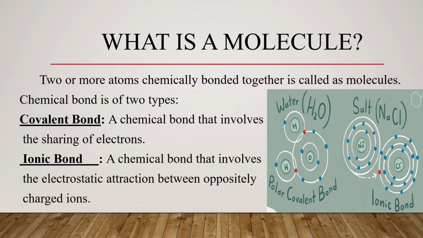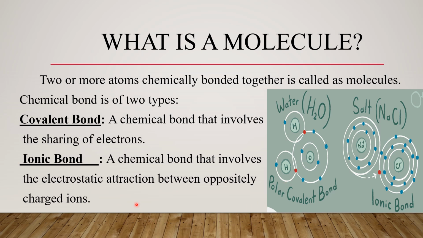What is a molecule? Two or more atoms chemically bonded together are called a molecule. Chemical bonds are of two types, covalent bond and ionic bond. What is a covalent bond? A chemical bond that involves the sharing of electrons. Sharing of electrons is called a covalent bond. For covalent bond, an example is the water molecule, H2O.